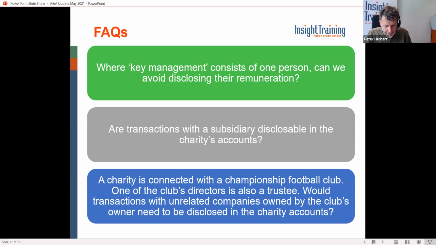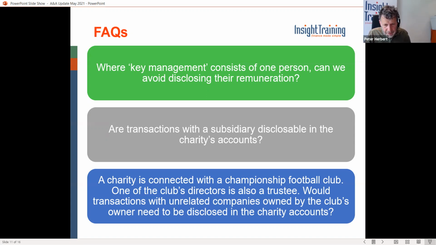And the final one here: a charity is connected with a championship football club. One of the club's directors is also a trustee. Would transactions with unrelated companies owned by the club's owner need to be disclosed in the charity's accounts?